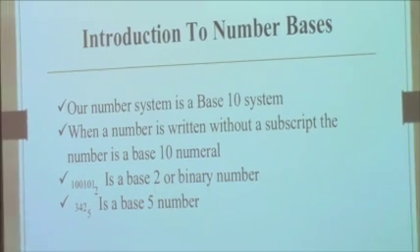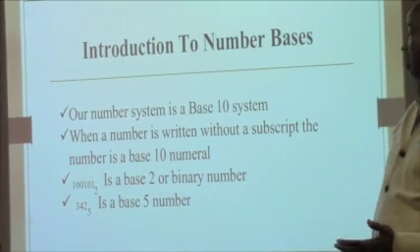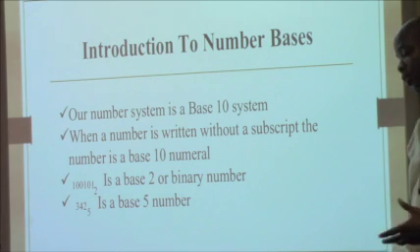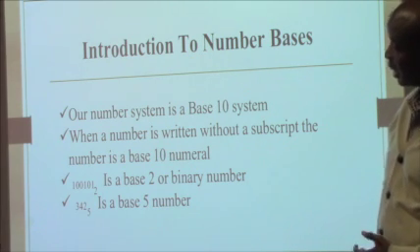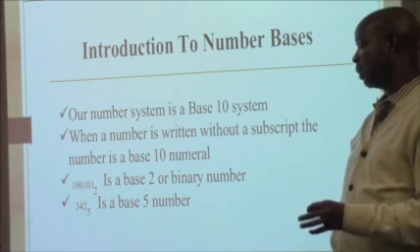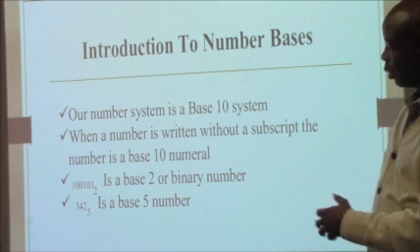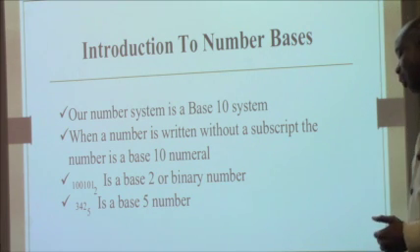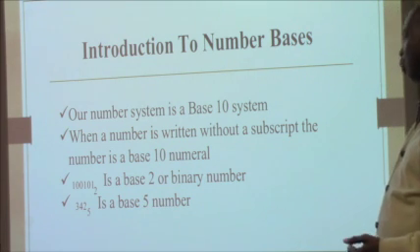The number system we use is a base 10 number system. So that's why when we count, we go 0, 1, 2, 3, 4, 5, 6, 7, 8, 9. Once we reach 9, we have a 1, 0, which we call 10. And then we'll go 1, 1, which we call 11, and so on.